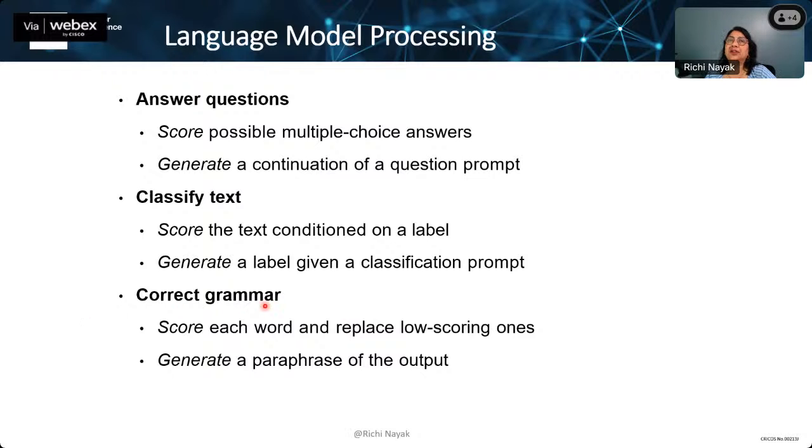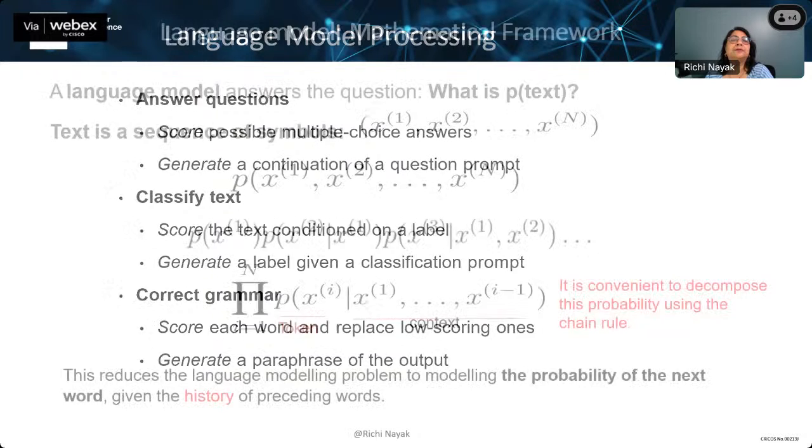If we are after correct grammar, like Grammarly and many systems, they were again using a score for each word and replacing low scoring ones with high scoring ones. So that's how these systems work. Most of the NLP systems already have been utilizing this language model processing, may not have been at scale, and that's where their limitations were.